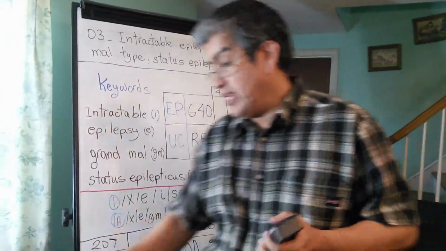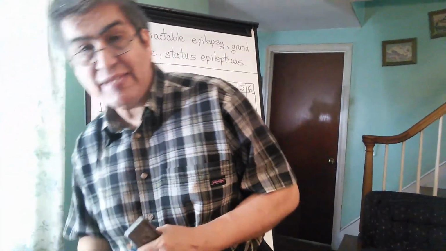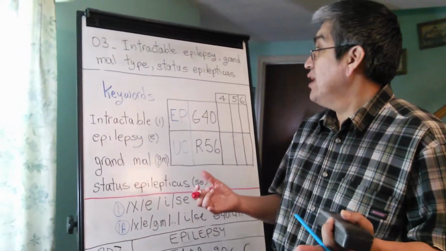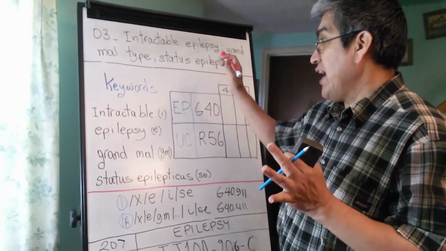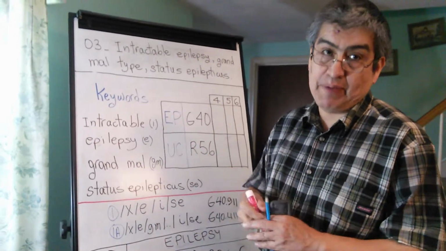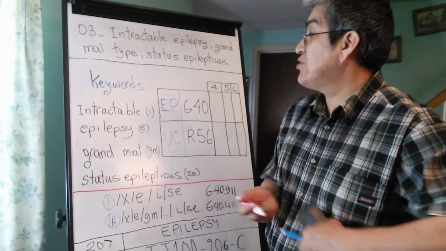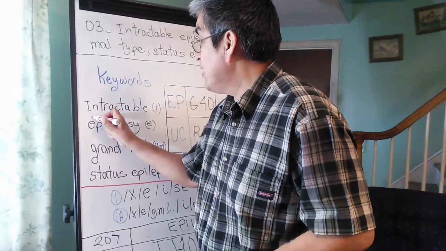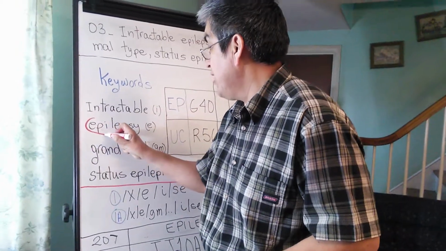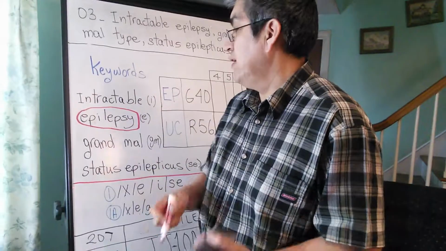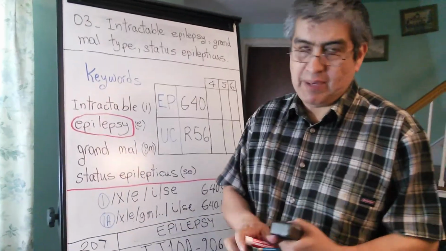The first thing is to identify which is the main condition, right? By just reading it, and because we're in this chapter, the main condition here is epilepsy. All the rest are just descriptions of the type of epilepsy, but the main word here is epilepsy. So we start with epilepsy.